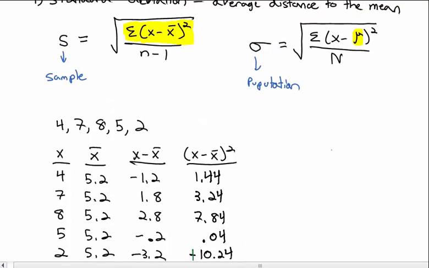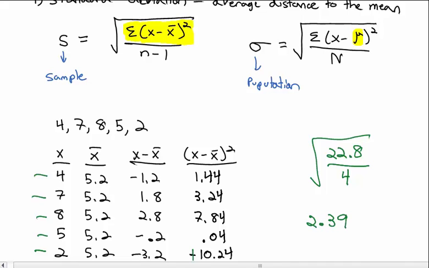So the sum, that highlighted part, is 22.8 divided by n minus 1. N is the number of data values. So there's 5 values. N minus 1 is 4. So we're going to divide by 4, which is 5.7. And then take the square root of that. When I do, we get 2.39 when we round it. So the standard deviation of my numbers, 4, 7, 8, 5, 2, is 2.39. In other words, the average distance to the mean of all the values is about 2.39 units.